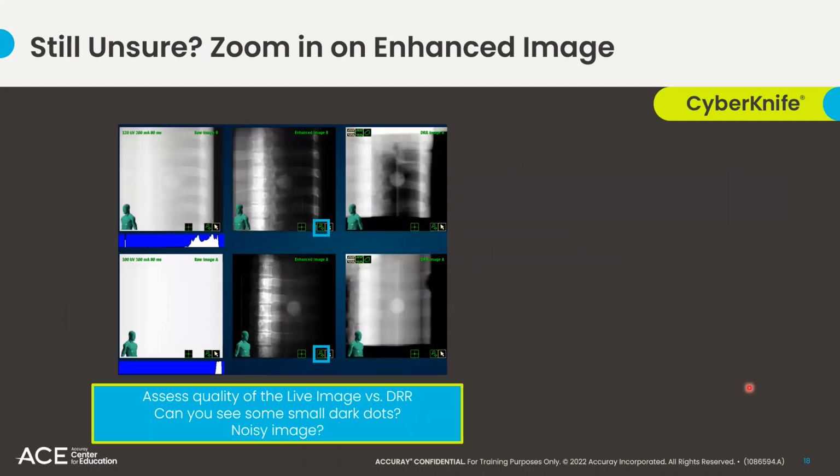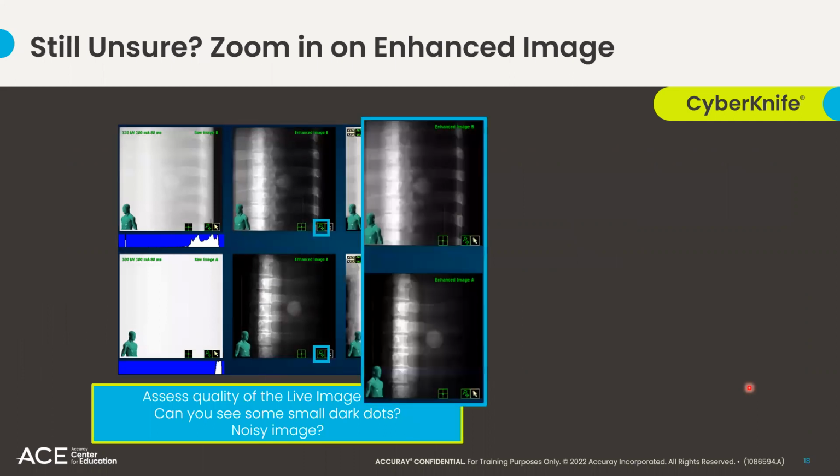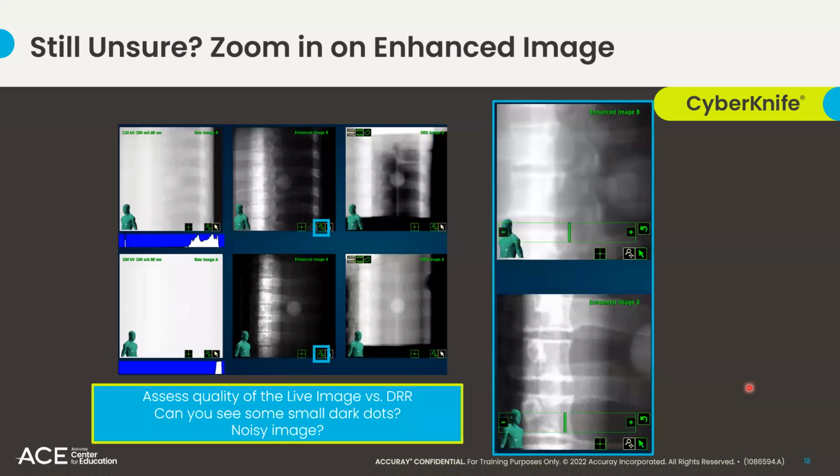And if you're still unsure, another tool you can use is to zoom in on your enhanced image to assess image quality. The goal is to have a really nice, crisp, enhanced image. So here on image B, we can see our vertebrae is nice and crisp. This is indicating to us our raw image is giving our system a sufficient amount of data. On the other hand, here, image A is very noisy. There's little small black dots. This is telling us that our raw image is insufficient and it might lead to algorithm tracking failure. So you see here, my raw image is bright white. And for that reason, my enhanced image is very noisy.